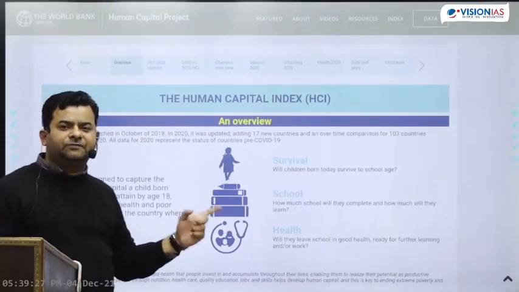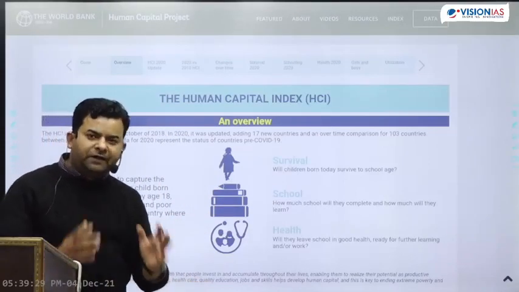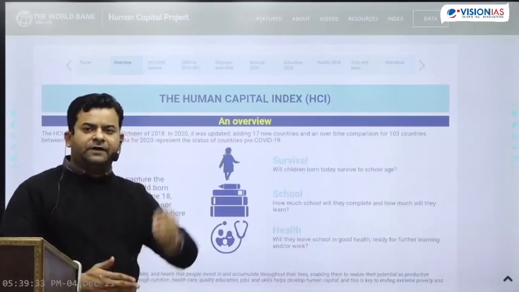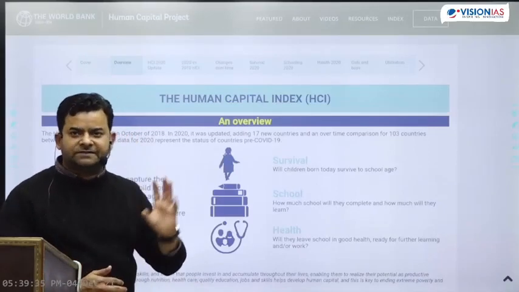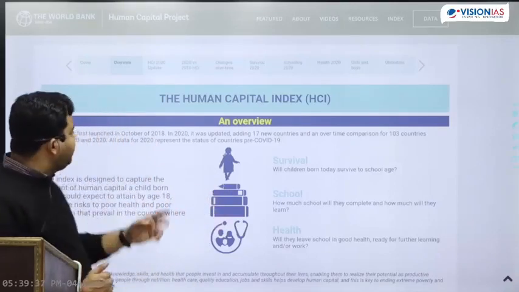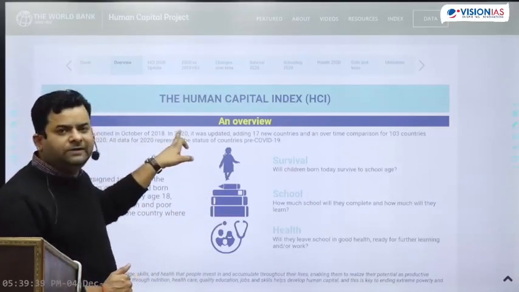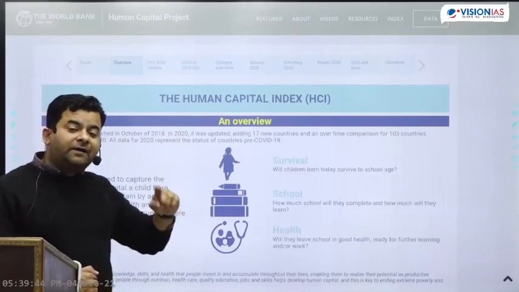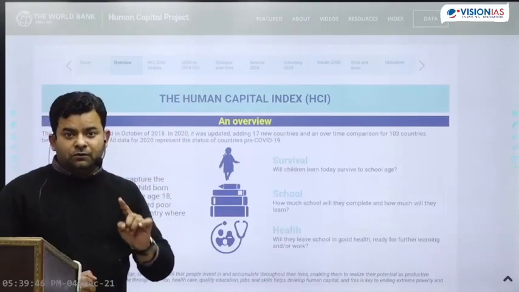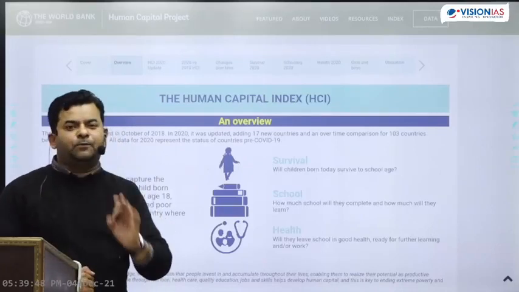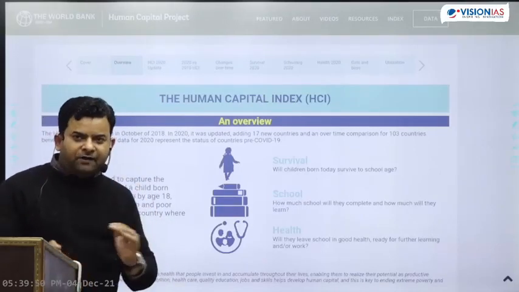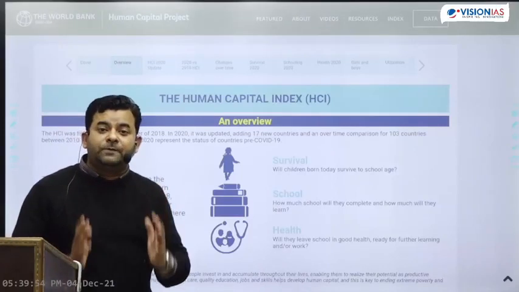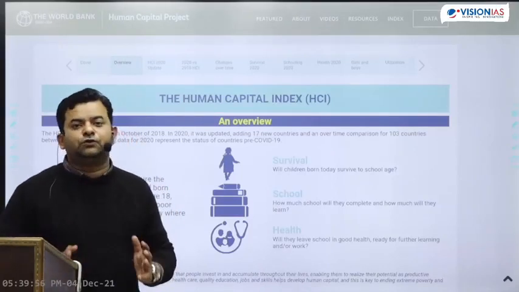Why I'm saying it is very important is because this is a very important indicator started in 2018. Not surprised, 2018 UPSC has asked, 2019 UPSC has asked something about it. 2020 data, the last we got, was before COVID. Next data will come in 2022. And that will be very, very important for you, because that will give us a quick contrast of how much human capital we have lost due to COVID.